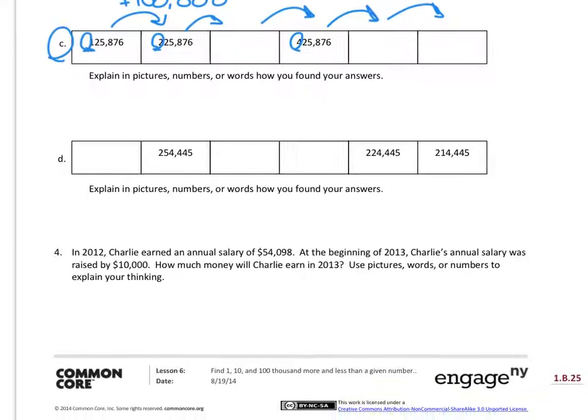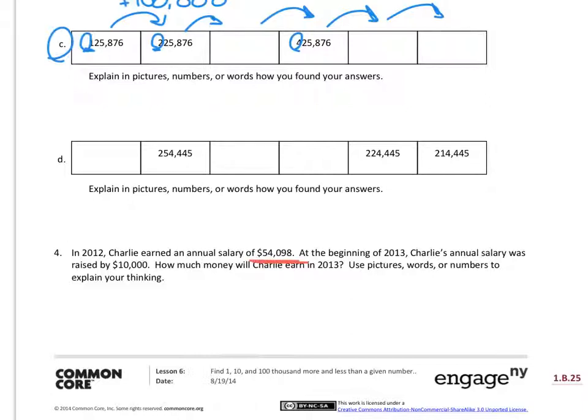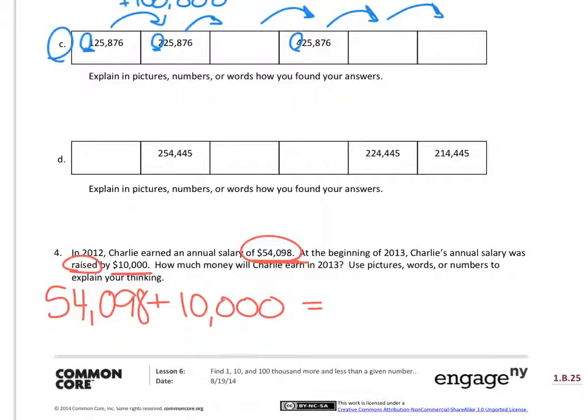Any of those work. All right, on problem 4, a word problem, I've been encouraging students to read and underline key ideas. So here we see Charlie's earned an annual salary of $54,098. At the beginning of 2013, Charlie's salary was raised by $10,000. So raised, we know, is an addition of $10,000. Thinking about where he started and having students solve this using the last methods that they've seen at the top of the page.